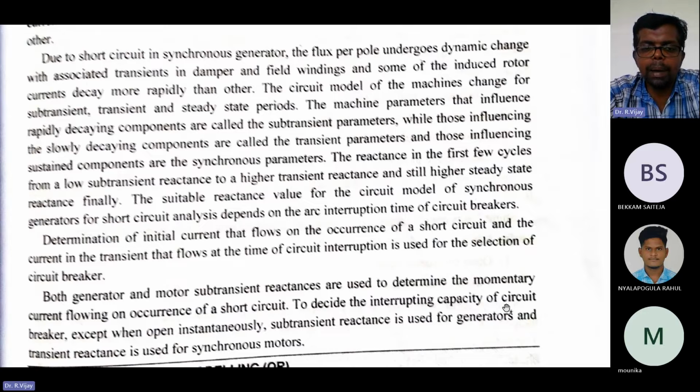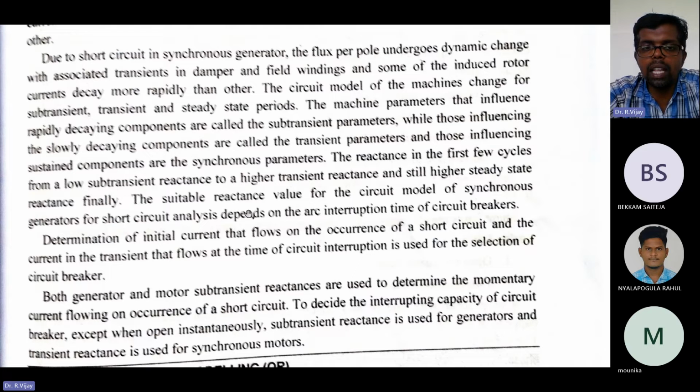So the interrupting capacity of the circuit breaker matters, especially if it opens suddenly. Also, subtransient reactance is used for generators, and transient reactance is used for synchronous motors. What is it for? To decide the interrupting capacity of the circuit breakers, except when it opens instantaneously. So we need to calculate this subtransient reactance for generators and transient reactance for synchronous motors.